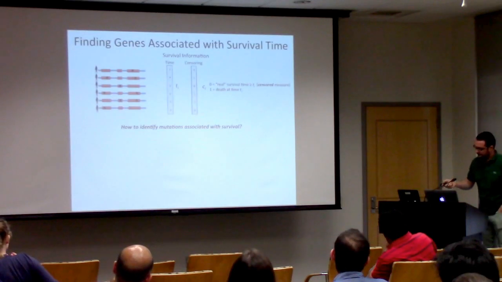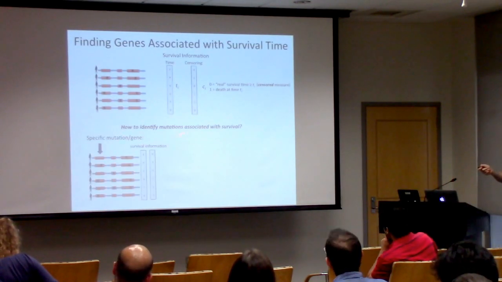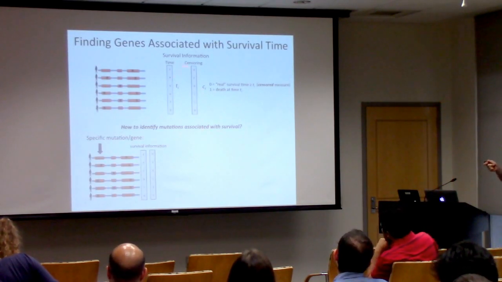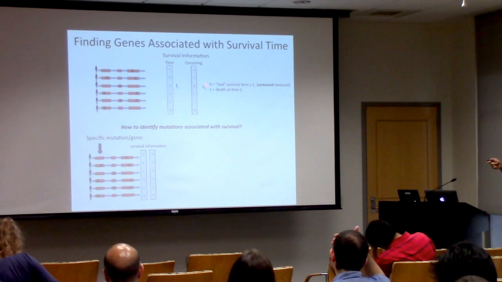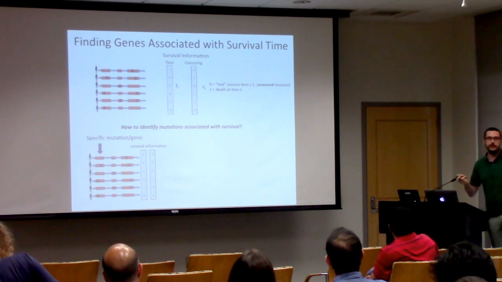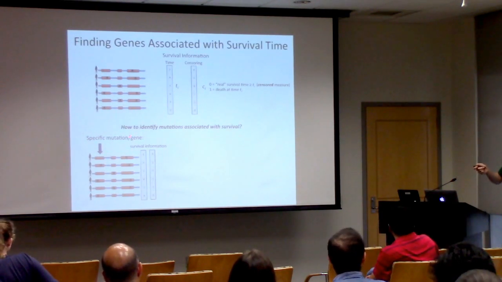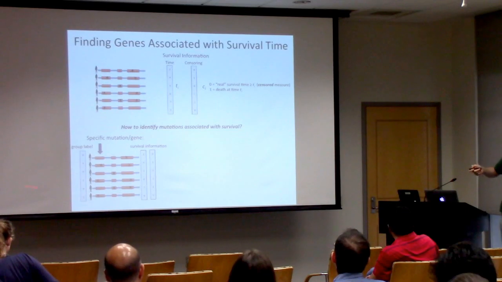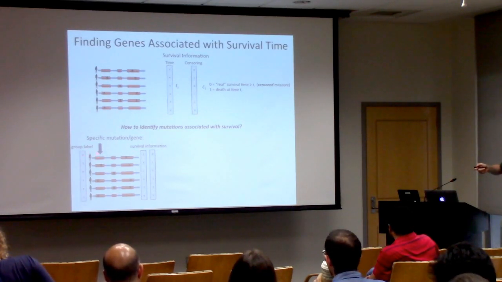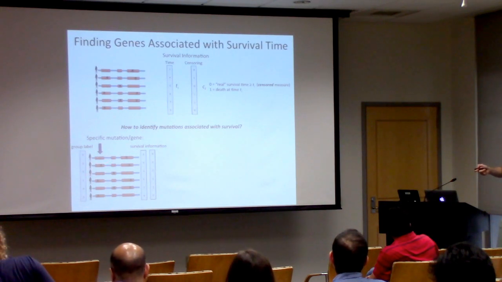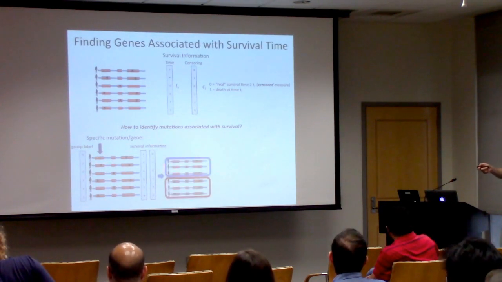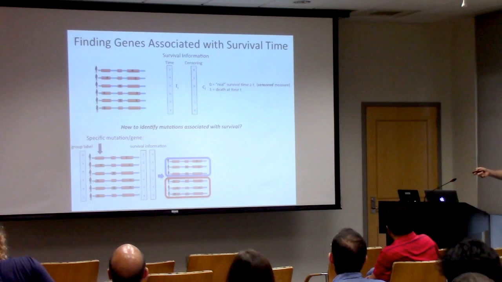So let's say I want to identify the mutations associated with survival, and this is the data that I have for each patient: mutations, the survival time, and the censoring observation. If I focus on one specific gene, I can partition the patients into two groups, by assigning a group label to each patient. The group label will be 0 if the patient doesn't have a mutation in the gene, and 1 if the patient does have the mutation. This is essentially the partitioning of the patients into two groups that I discussed earlier.